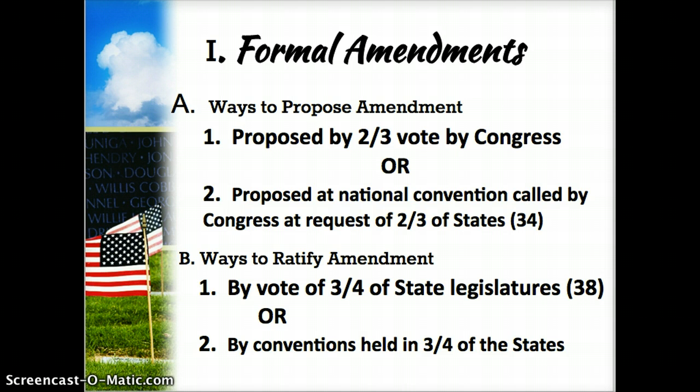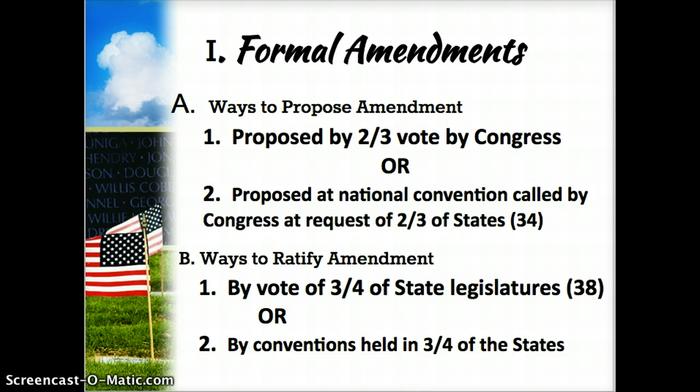So there's two parts to actually passing an amendment to the Constitution, formally, officially, constitutionally. First, an amendment has to be proposed. And according to Article 5, an amendment is proposed by Congress, either by a two-thirds vote or at a national convention called by Congress at the request of two-thirds of the states, which nowadays would be 34. Once it has been proposed by Congress in either of those two ways, it then must be ratified, and that's where the states come in.